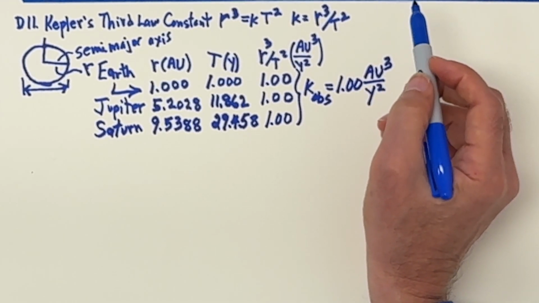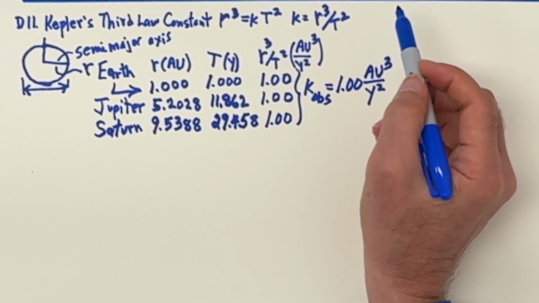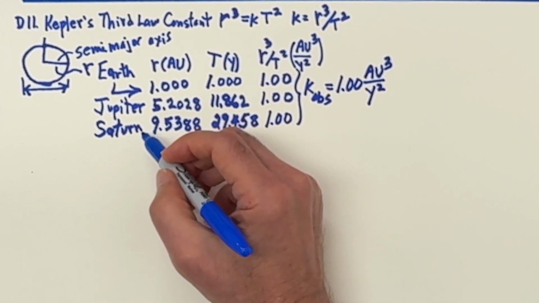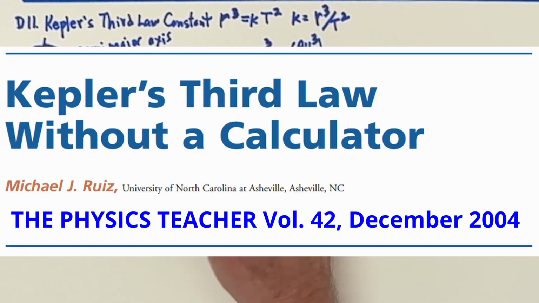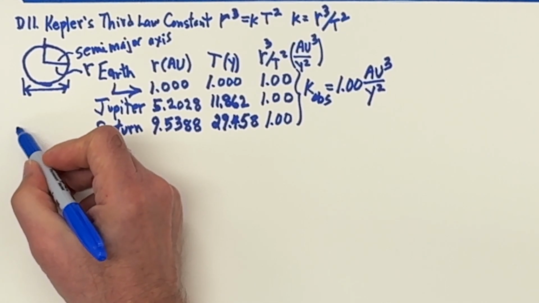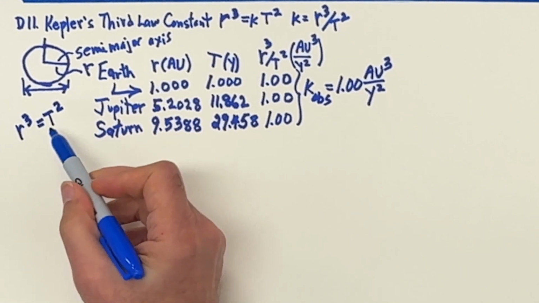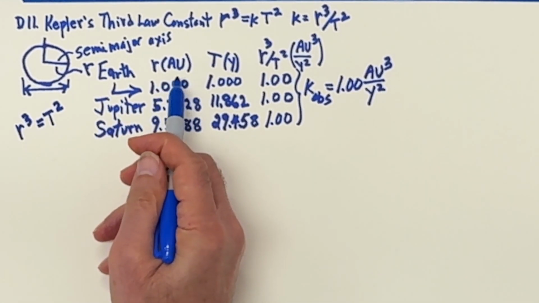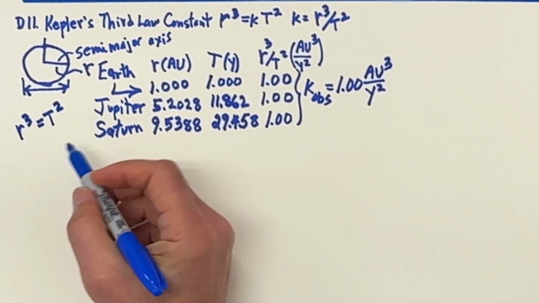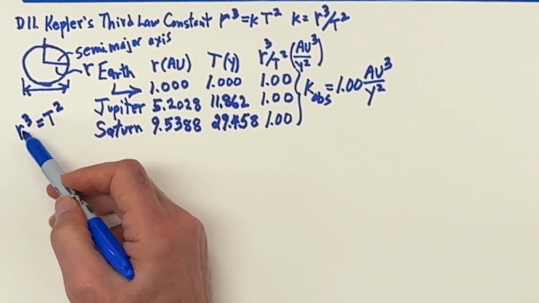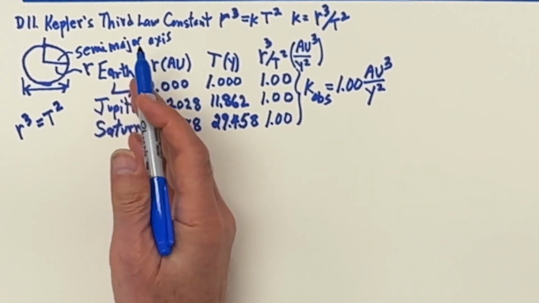Now, I had a lot of fun teaching astronomy to non-science majors, and I wrote a paper on Kepler's third law without a calculator, and published it in The Physics Teacher. And it goes something like this. I tell the students the law is r cubed equals t squared, and that's the law in the units, astronomical units and years. And then say for the Earth, r is 1, so 1 times 1 times 1 equals 1 times 1. Everything checks out.